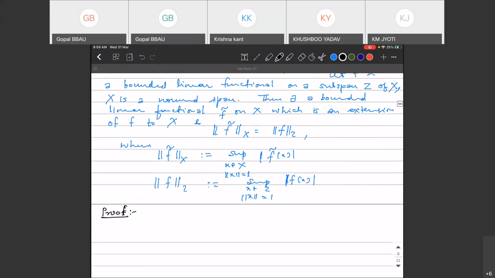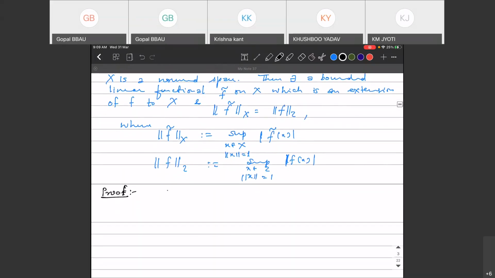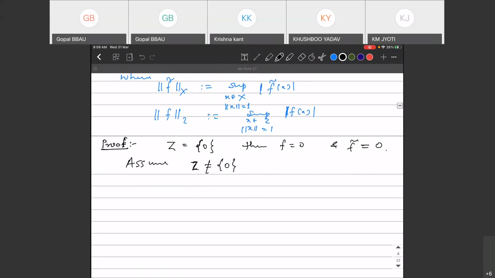So let's begin. The simplest subspace of X is Z equal to 0. If Z is 0, then f is 0 and f tilde is also 0. Then f tilde equal to 0 is an extension, so there is nothing to prove. So assume Z is non-zero. And now we want to use the generalized Hahn-Banach theorem.